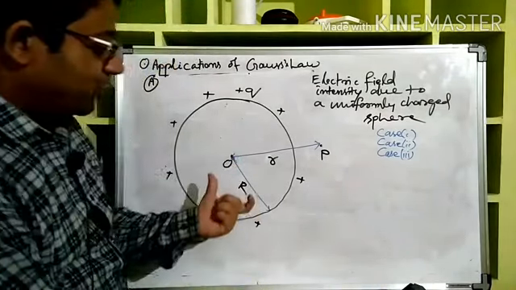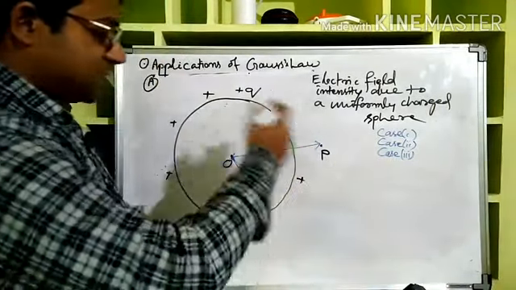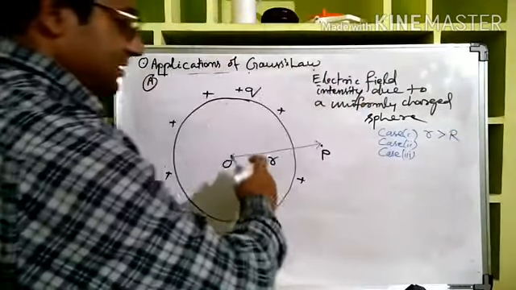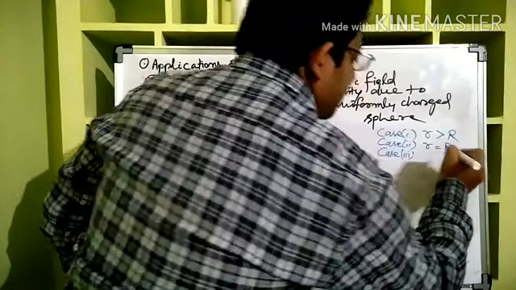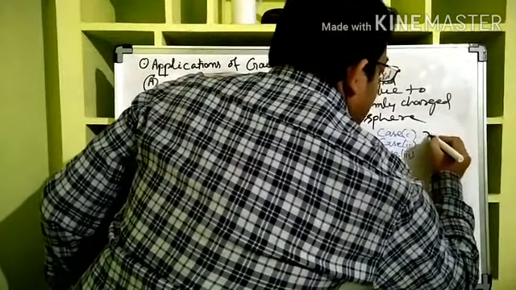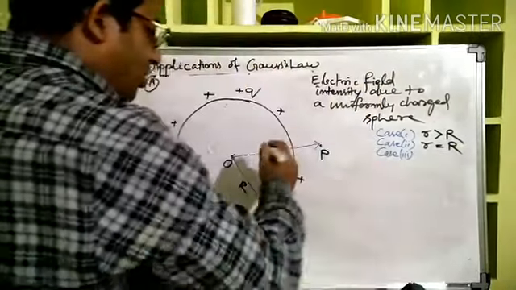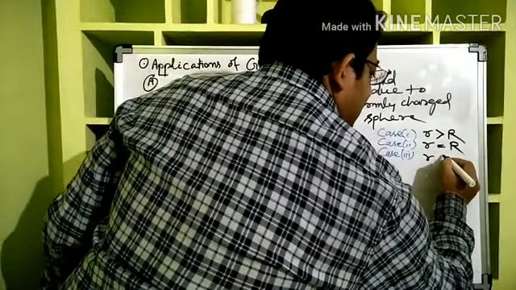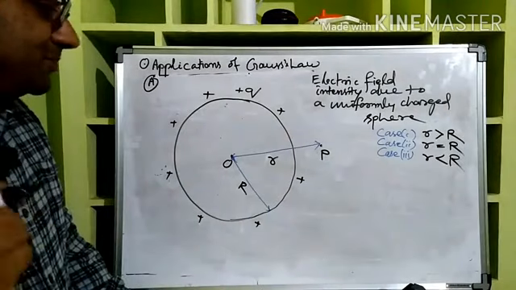Now in these two terms we can say, what are the cases? If P is outside the sphere, then one case is r is greater than capital R, that is it's outside it. Case 2 is r is equal to R, that is it is on the surface. Or if the point P is inside the sphere, small r is less than capital R. These three conditions are possible, yes or no?